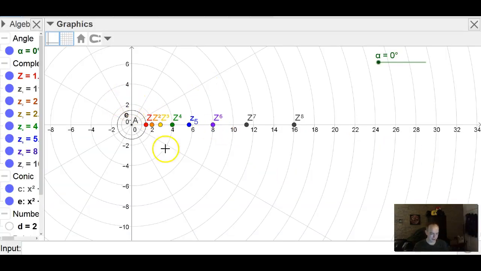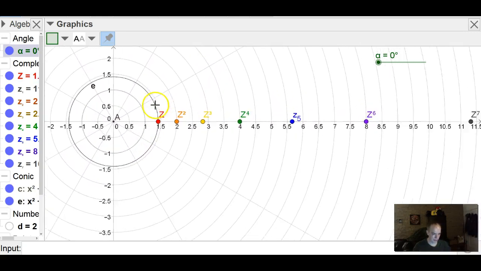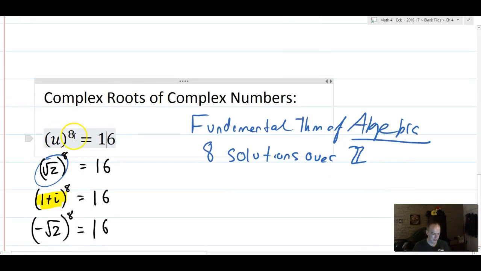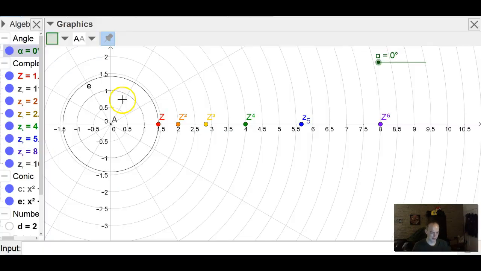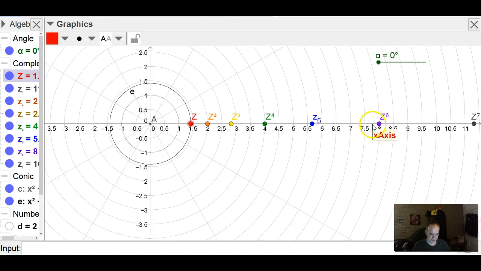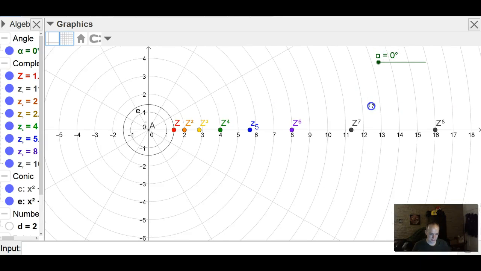So we're back to the GeoGebra image here. I've done a couple things. I've added an 8th power, and I've given myself a little more control over the angle of the original z. The other thing I've done is fixed the z on a circle where the radius is square root of 2, because I'm really trying to explore which things are going to have radius 16, and I know that square root of 2 to the 8th is 16. So first thing I notice is when I have my first number here, it's just representing square root of 2. And z to the 8th, where is it? It's all the way out here.